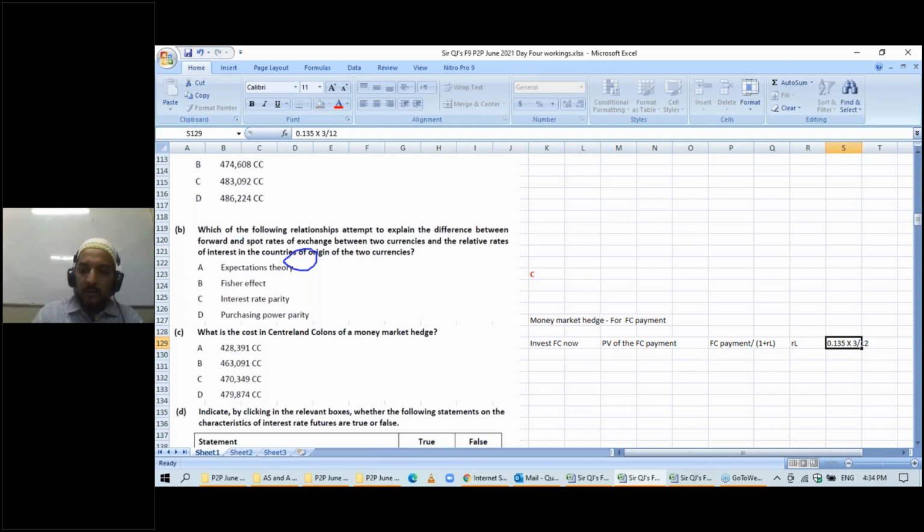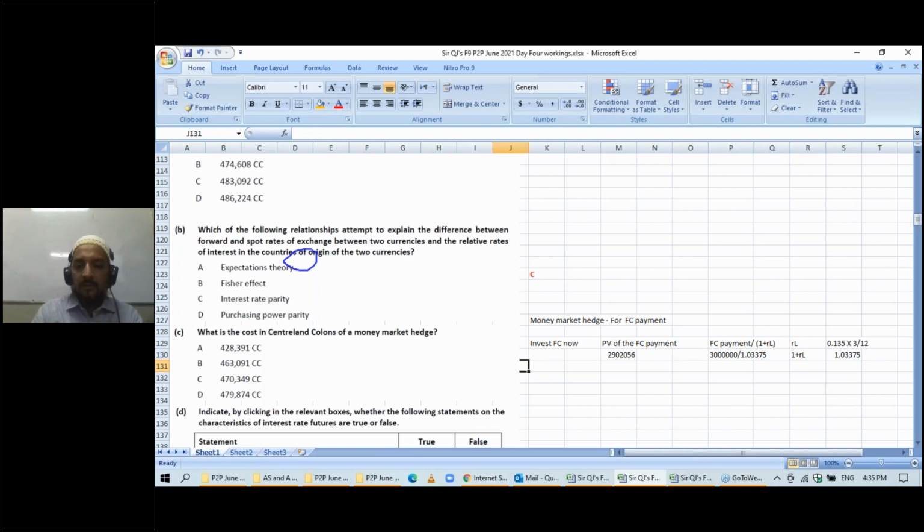Into 3 divided by 12, and then 1 plus RL. This makes 1.03375. Okay. Now the foreign currency payment amount is 3 million. Divide by 1.03375. This gives you the present value of the foreign currency payment, which is 2,902,056.